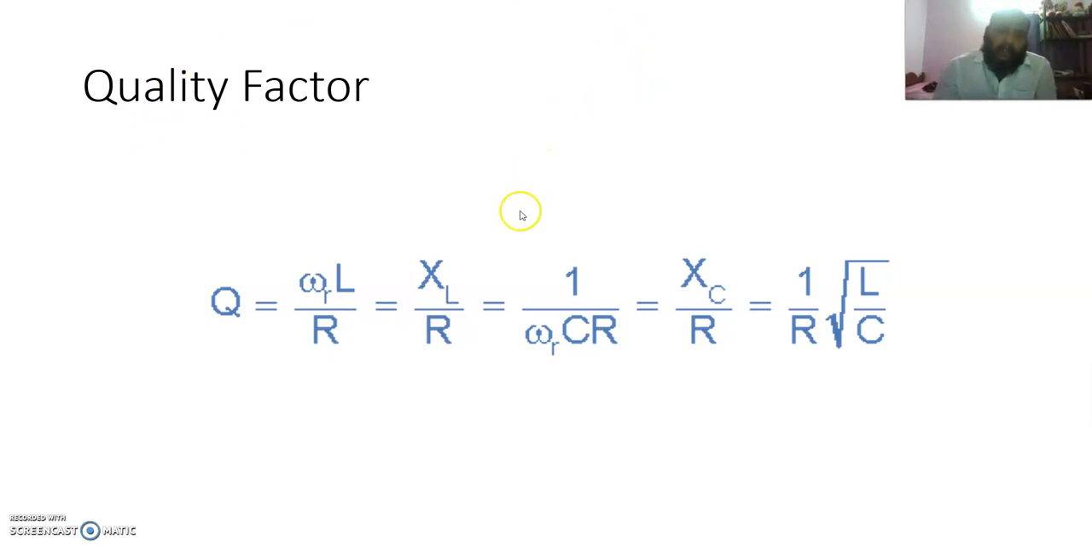So this is what we wanted to learn from this. In this series circuit we discussed voltage, current, and then relevant to frequency, that is resonance, frequency and bandwidth. Finally we discussed the quality factor. Next we can see one problem relevant to the series resonant circuit.